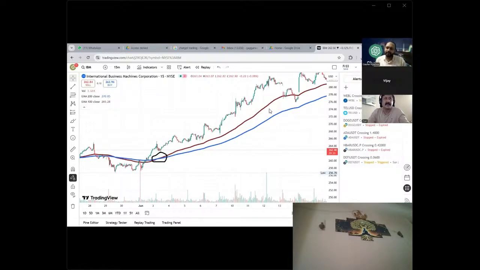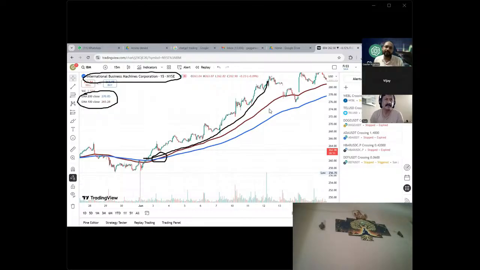This is more clear because 200 and 100 mean 200 candles and 100 candles. You will get fewer trades in 200 and 100, but whatever trades you get will have more confirmation. Maybe if you choose IBM, you may get only one or two trades in a week, right? The trades will be more accurate. See here, it doesn't move like anything, right?